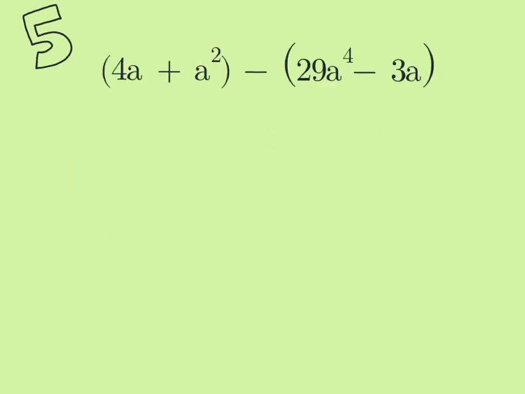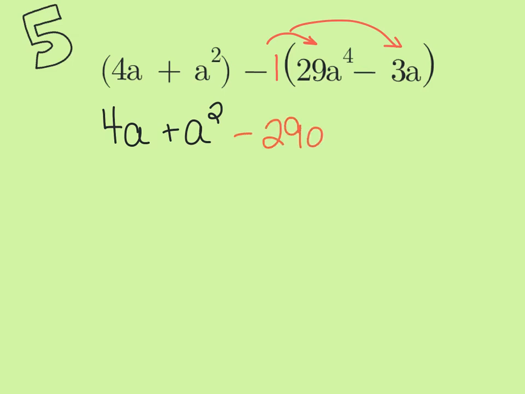So let's just do a quick practice with two more here. Again, notice you have subtractions. That's what you've got to look for. I have a subtraction sign, so I'm going to begin by putting a 1 right here. Recopy my first binomial, 4a plus a squared, and I take negative 1 times both terms in the second binomial. So that will be negative 29a to the 4th plus 3a.